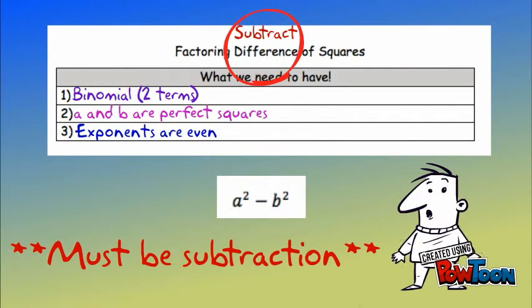The last thing we need to factor a difference of perfect squares is even exponents. Odd exponents, no good. Make sure you have all of this in your notes so you know exactly what you need to have to identify a difference of perfect squares.